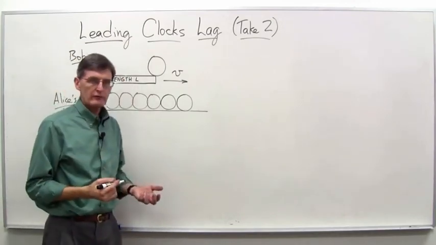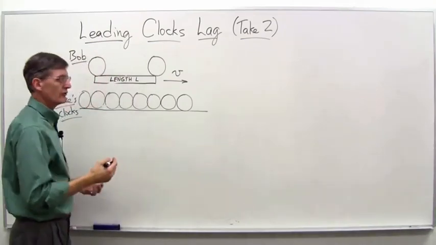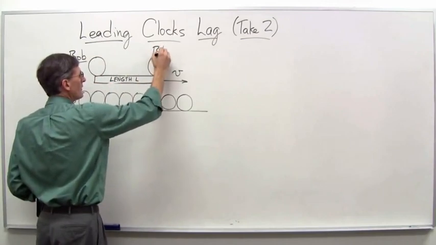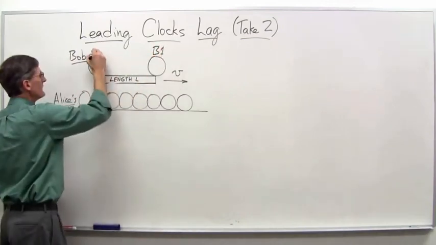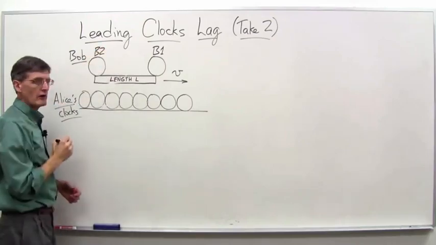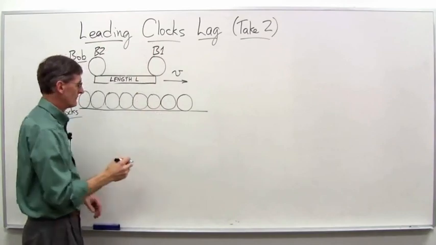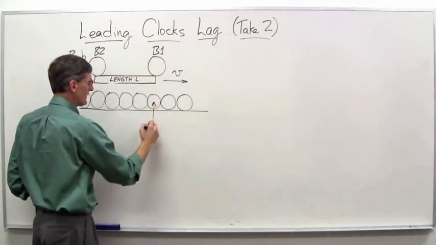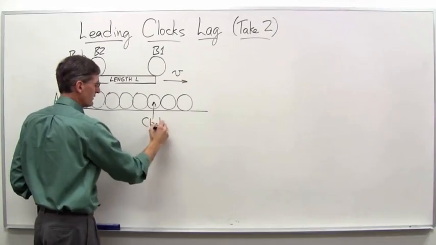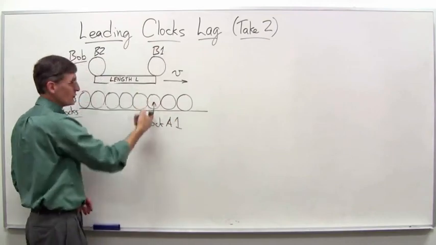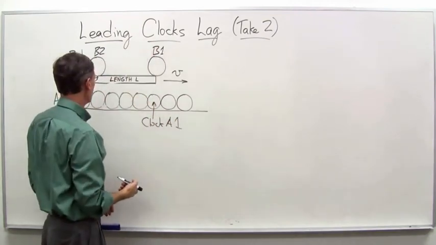and let's actually label the clocks here so we know what we're talking about. So this will be clock, say, B1, and this will be clock B2, and I didn't quite line them up nicely here, but we'll say this is Alice's clock A1, and we're going to assume it's lined up with Bob's clock there.